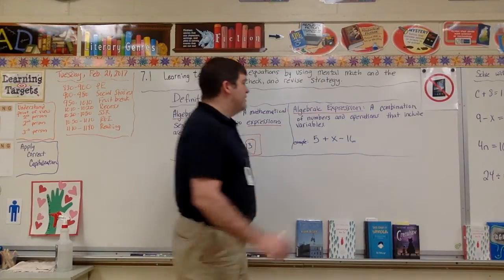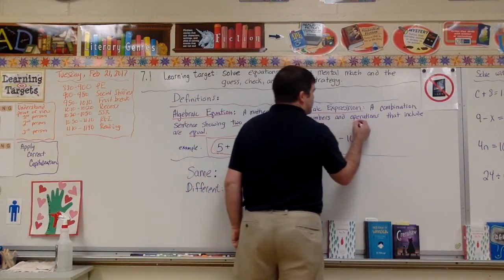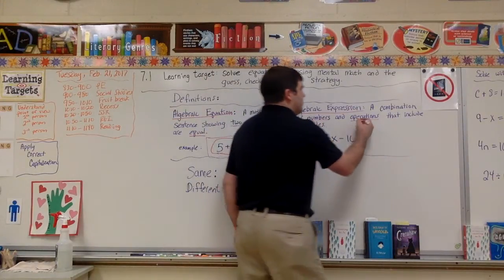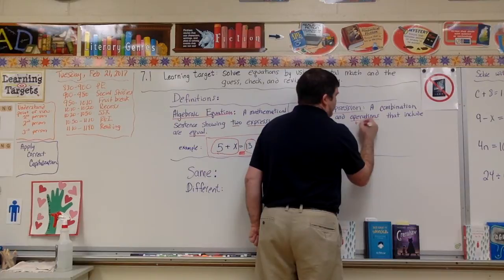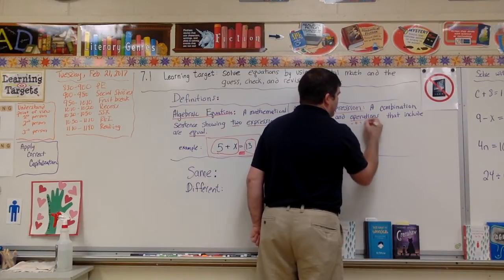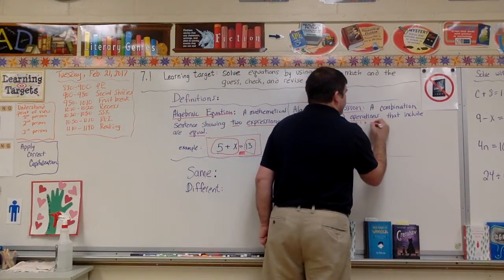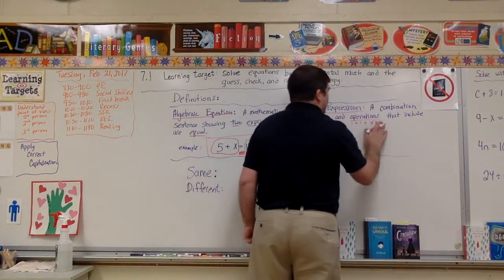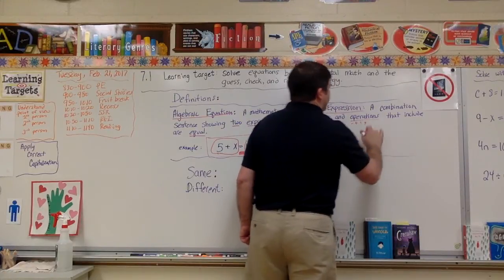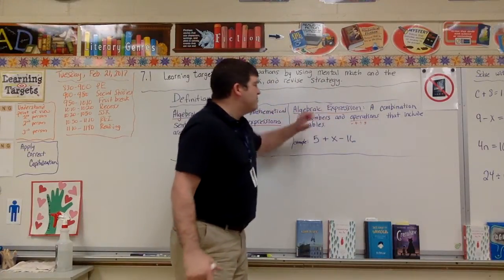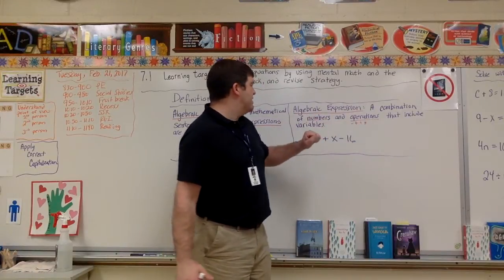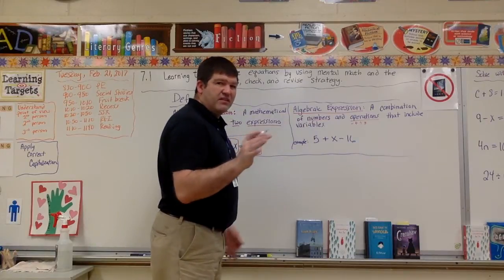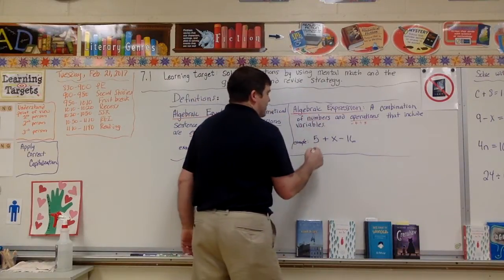Algebraic expression is a combination of numbers and operations. Numbers we know is 1, 2, 3, 4, 5. Operations: plus, minus, times, divide, square root, all these different operations, okay? So we'll just go with the 4 basic operations. So an algebraic expression has numbers, operations, that include variables, okay? If it's a numerical expression, it doesn't have variables, but algebraic expression has variables.